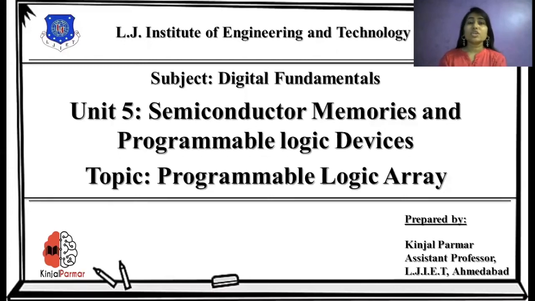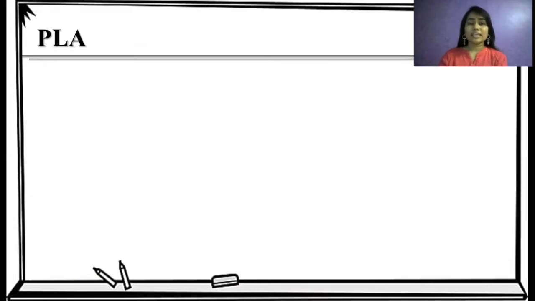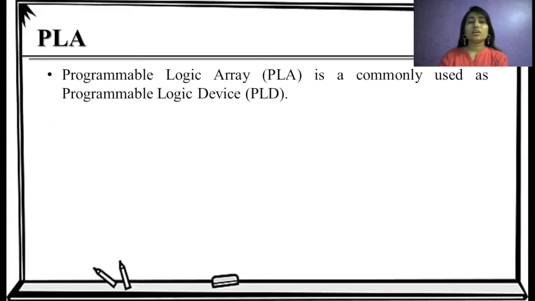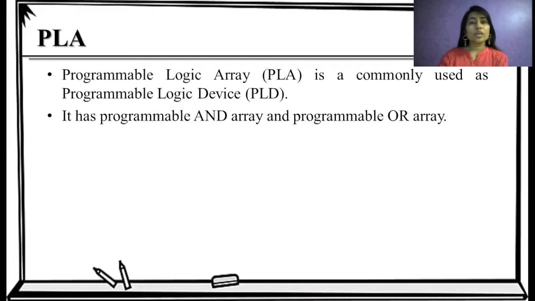Today we will discuss programmable logic array. So let's start. PLA, that is programmable logic array. A programmable logic array is a commonly used programmable logic device. It has a programmable AND array and a programmable OR array. This PLA has programmable AND gates and programmable OR gates. So depending on our requirement, we can connect them according to our logical function for the AND gate and for the OR operations, or say for the OR gate array.